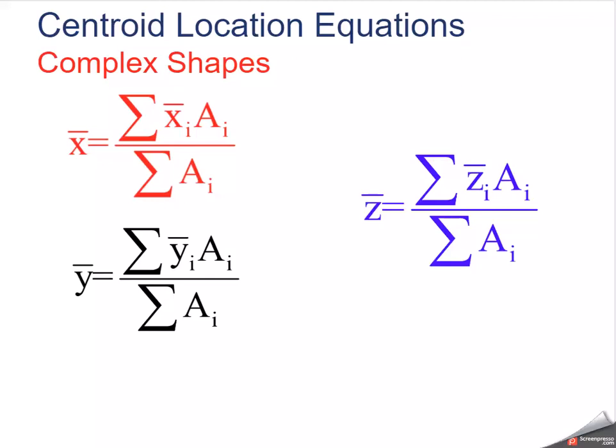We have the complex shapes. This symbol right here is sum, so the sum of the x times the area over the sum of the areas, the sum of the y times the areas over the sum of the areas, sum of z times the areas over the sum of the areas. And we'll look at these formulas in later note sections as we move along.